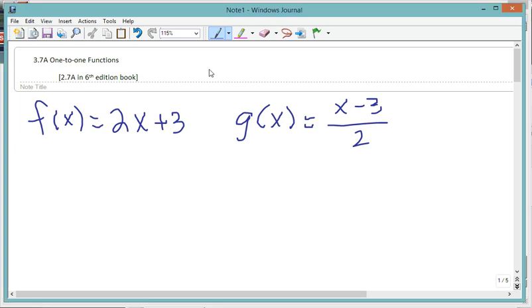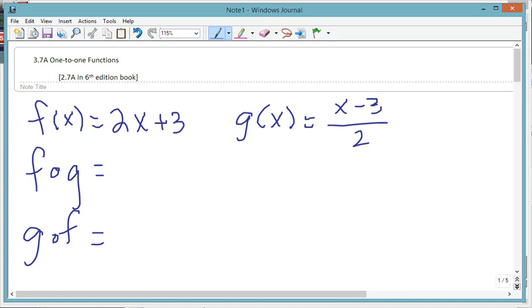Okay, in this video we're going to do the first part of section 3.7, which is 2.7 in the 6th edition. And we're going to talk about some special kinds of functions called one-to-one functions. So to start with, I have two functions here, f and g, and what I want is to find f composed with g and g composed with f. And what we found in the last video is that composition is not commutative, so we have to do it both ways.